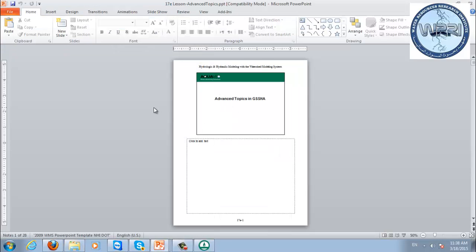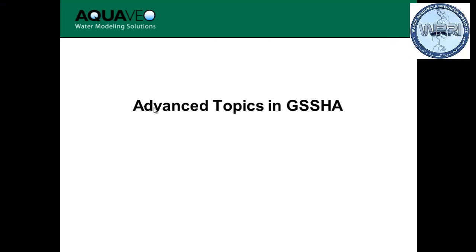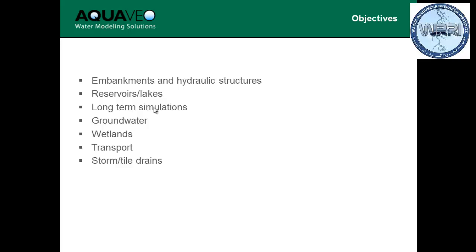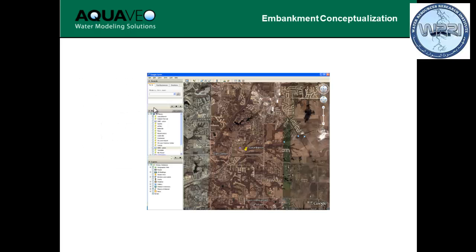Okay, then finally I want to talk about some advanced topics in GSSHA. These are some of the advanced things you can do in GSSHA. You can model embankments and hydraulic structures, reservoirs and lakes. You can do long-term simulations. You can do groundwater modeling, wetland modeling, sediment transport and contaminant transport, and storm and tile drain modeling. So let's talk about some of those things.